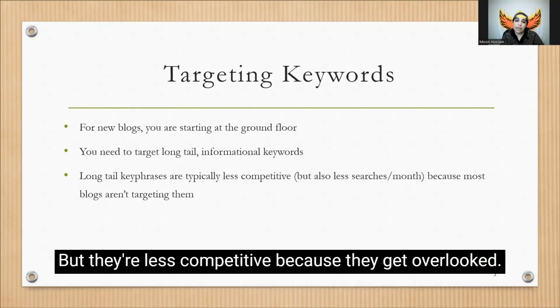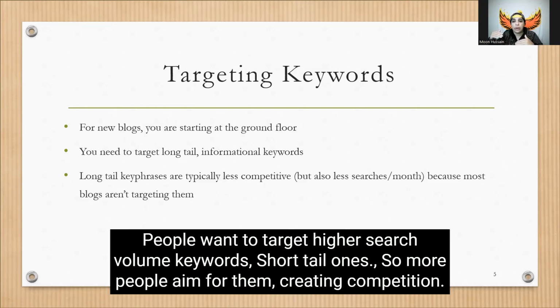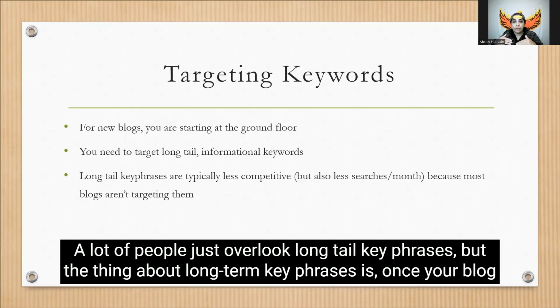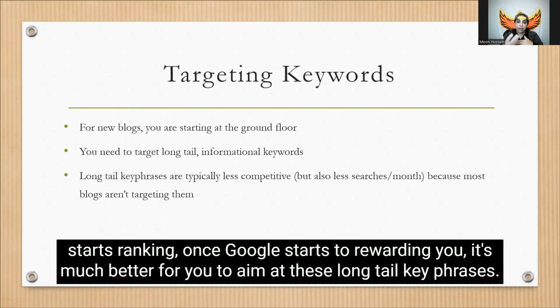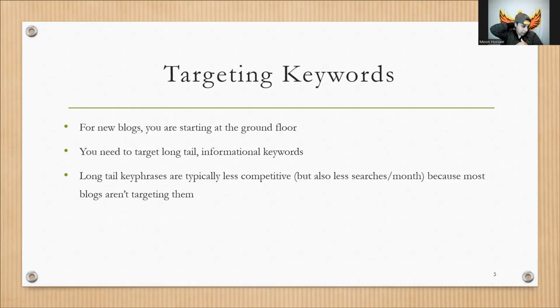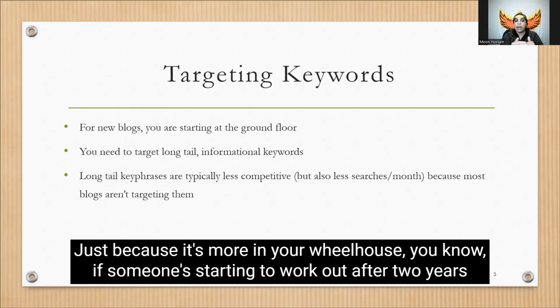But they're less competitive because they get overlooked. People want to target higher search volume keywords, short tail ones, so more people aim for them, creating competition. A lot of people just overlook long tail key phrases, but the thing about long tail key phrases is once your blog starts ranking, once Google starts rewarding you, it's much better for you to take aim at these long tail key phrases, just because it's more in your wheelhouse.